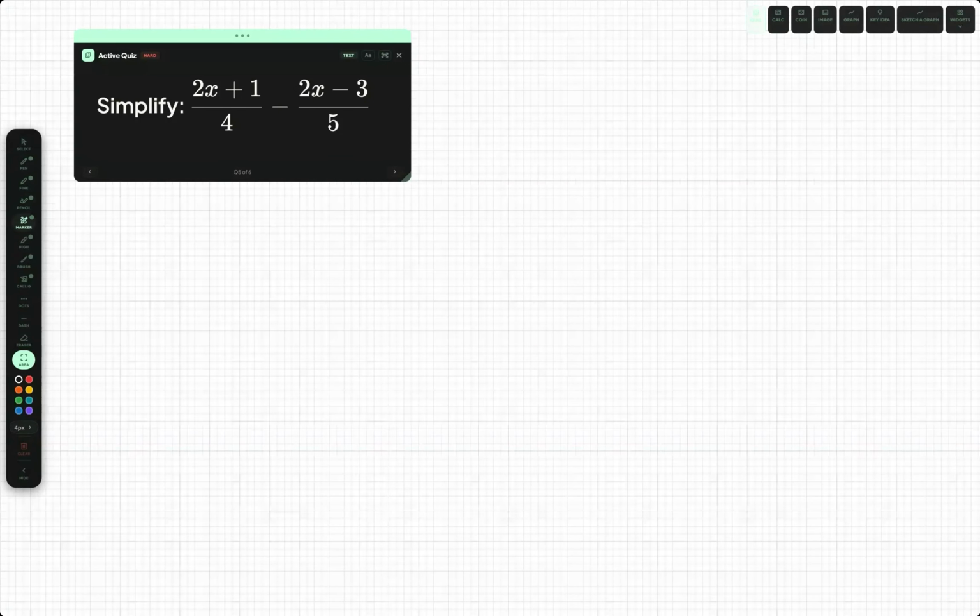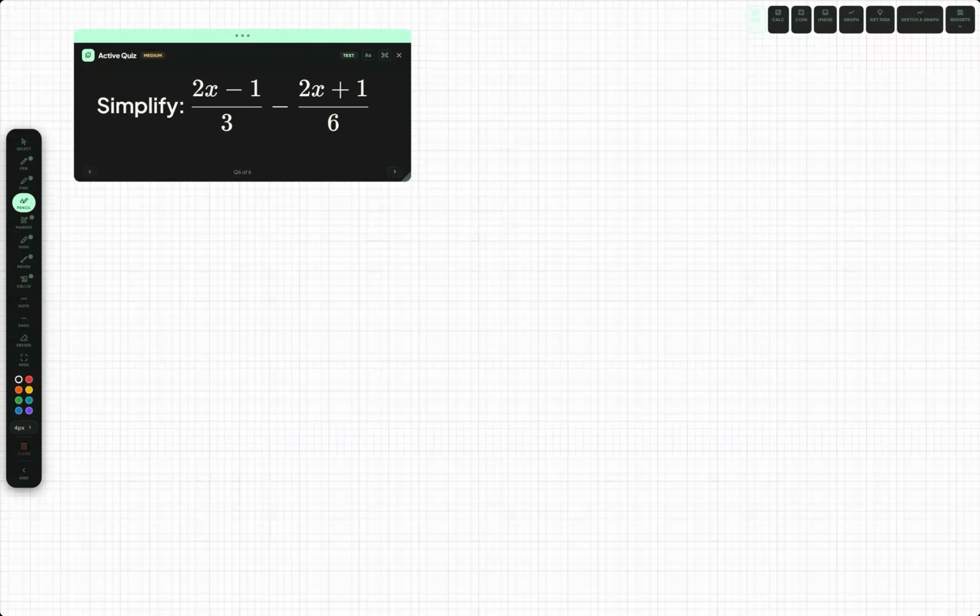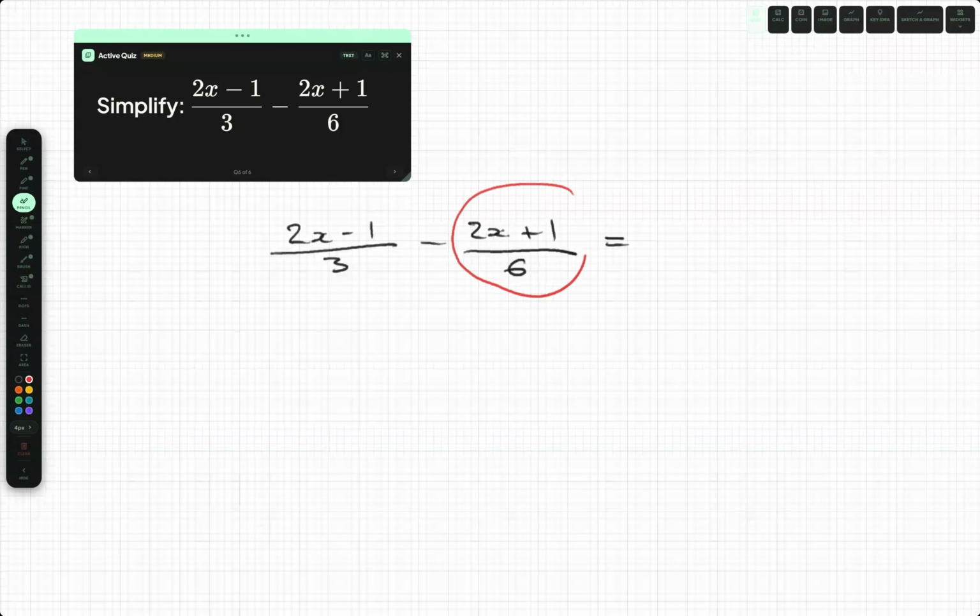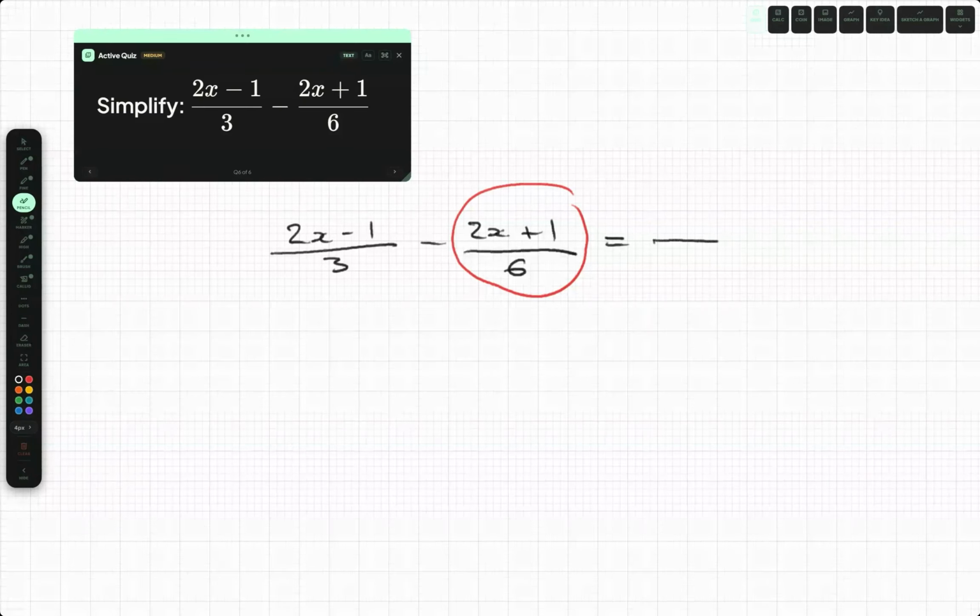Okay, moving on. This is our last one. 2x minus 1 over 3 minus 2x plus 1 over 6. We are going to keep this last term because I don't want to do any extra math. I'm being lazy. So we're going to put it all over 6 as our lowest common multiple.